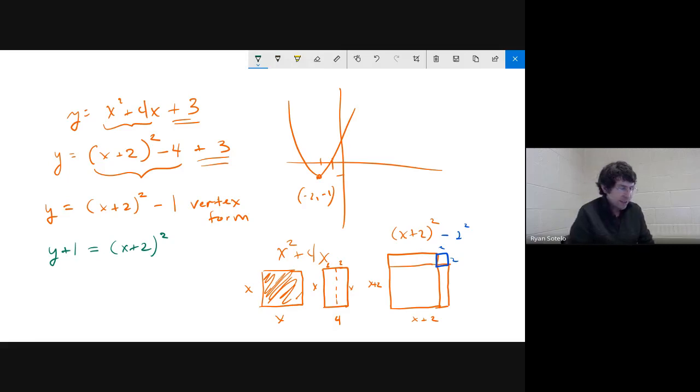The reason I like this way is because x and y are then symmetrical. They work the same. So all I have to do is take the opposite of the number that's added to y, so minus 1 instead of plus 1. And I take the opposite of x, and I get minus 2 instead of plus 2. That's the vertex. X goes first, minus 2, then y, minus 1. There's your vertex.